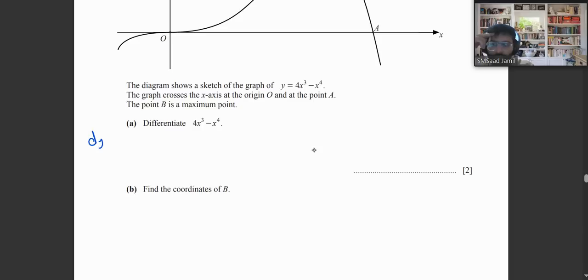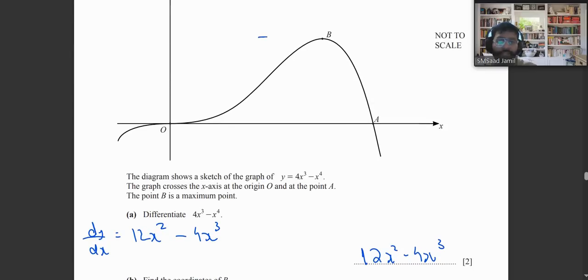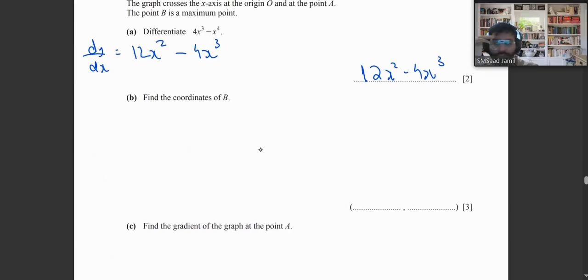So first we do dy over dx. So 3 multiplied by 4 becomes 12x, and we subtract 1 from the power. Minus 4 multiplied by x becomes 4x, and we subtract 1 from the power. So the answer is 12x squared minus 4x cubed. Now guys, in order to find the coordinate of B, we already did dy over dx equals 12x squared minus 4x cubed. Basically dy over dx means gradient. The gradient of any stationary point is 0. So this means that 12x squared minus 4x cubed is equal to 0.